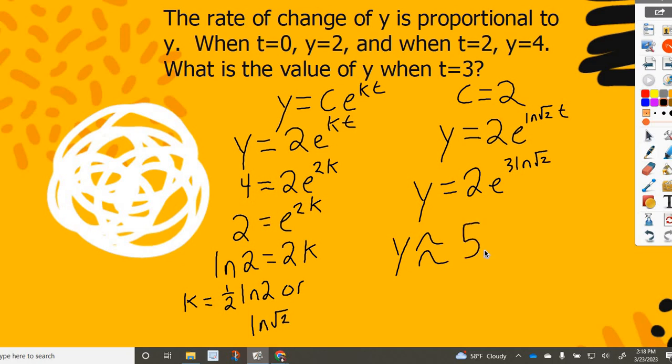5.657. 6, 5, 5, 7. Something like that. And that would be it. Questions on that?